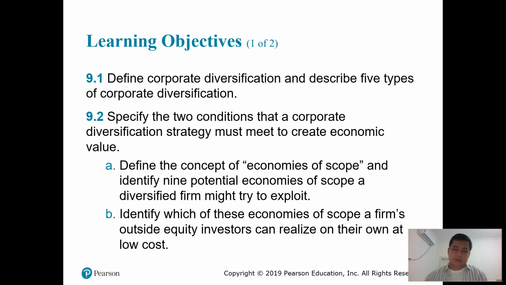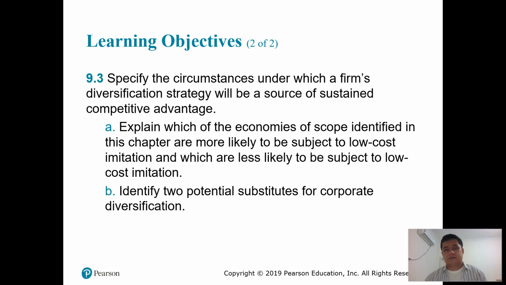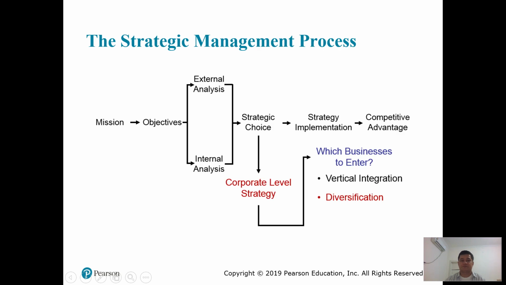The next objectives are specifying the circumstances under which a firm's diversification strategy will be a source of sustained competitive advantage, explaining which of the economies of scope identified in this chapter are more likely to be subject to low cost imitation and which are less likely, and identifying two potential substitutes for corporate diversification.